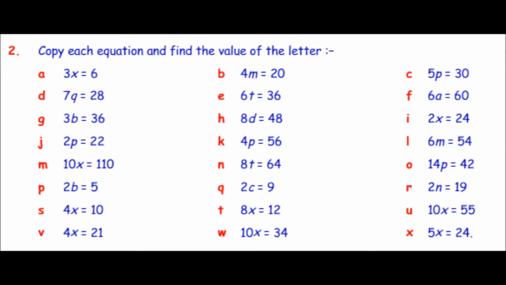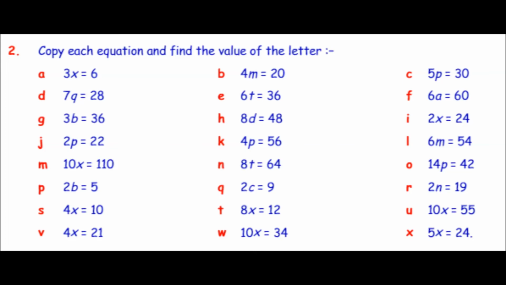Then let's look at B. 4m equals 20. M equals, anybody? 5. Because 4 times 5 is 20. And then 5p equals 30. P equals 6 because 5 times 6 equals 30.